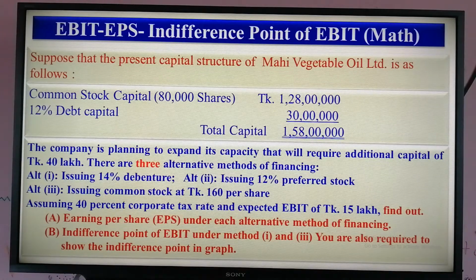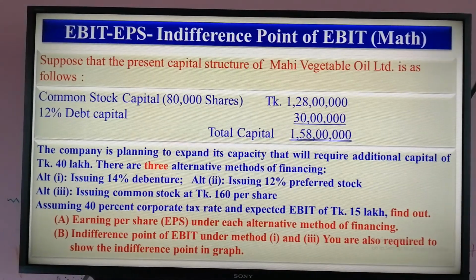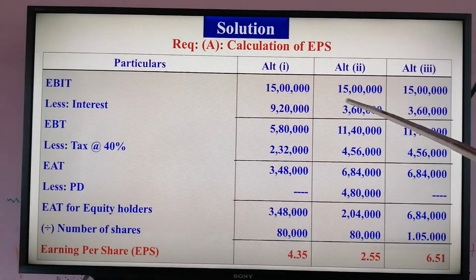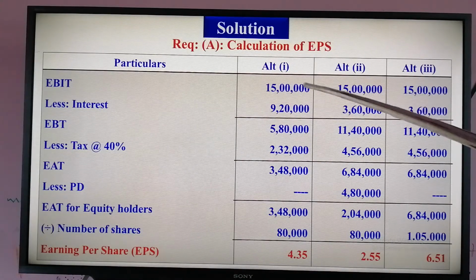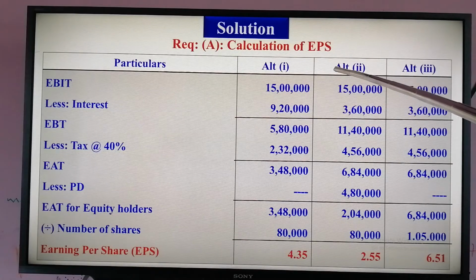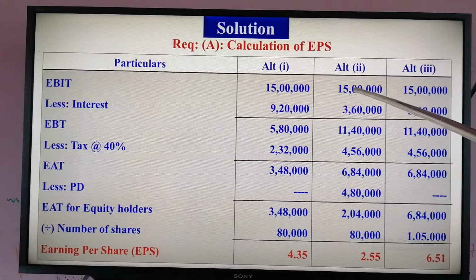Taka given 15 lakh. So my dear student, look, 15 lakh EBIT is given. So let's see the next slide. Working has been done. 15 lakh for each alternative. If you use a debenture, EBIT will be 15 lakh. If you use preferred stock, EBIT will be 15 lakh. And if you issue common stock, EBIT will be 15 lakh.